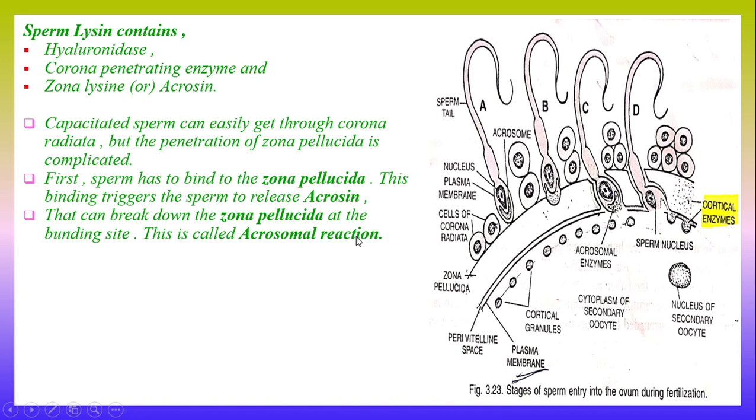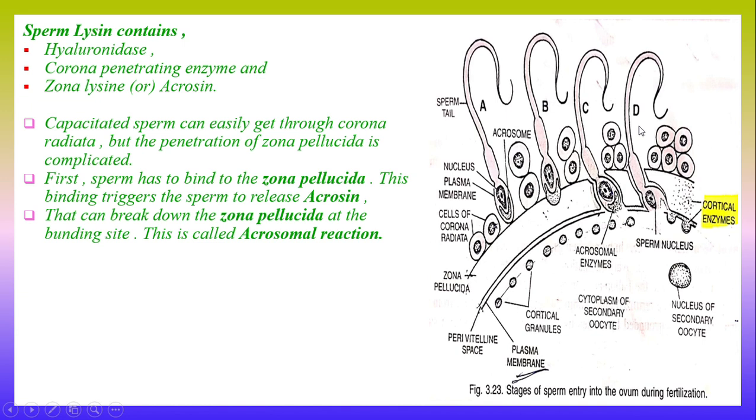First, what happened? Capacitation of the sperm. Now the capacitated sperm can attach on the secondary oocyte, dissolve the corona radiata, touch the zona pellucida, release the sperm lysin, and the acrosin dissolves the zona pellucida. Now the gap will form. Now the sperm can enter. That is called acrosomal reaction. And by the acrosomal reaction, which part of the sperm enters? Only the head region and the middle piece.